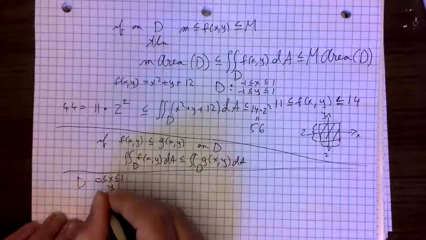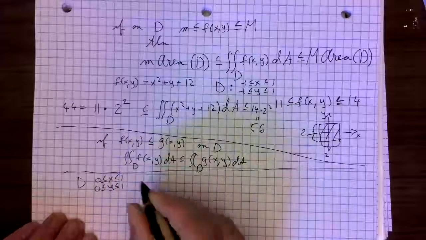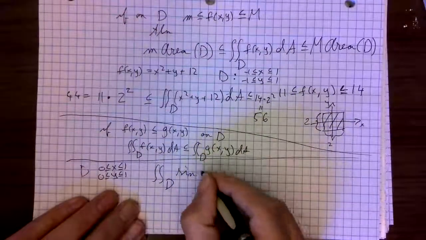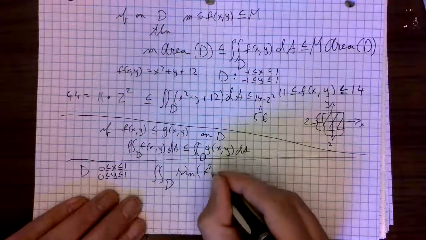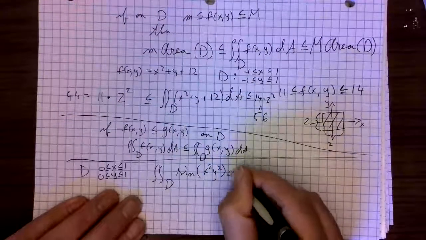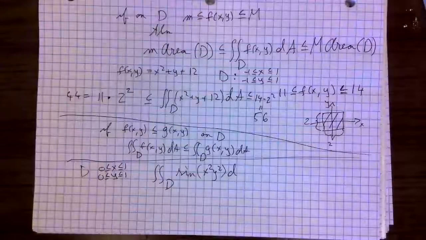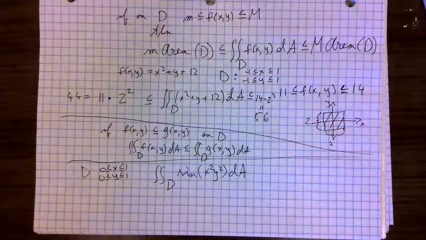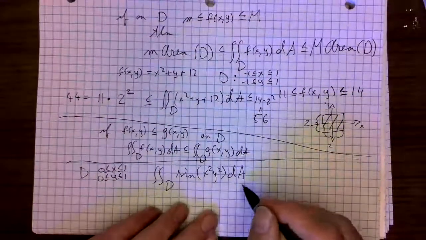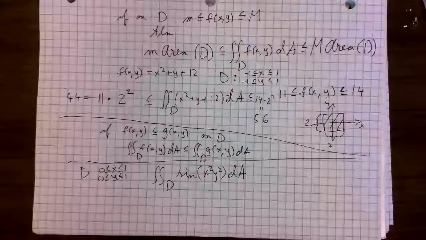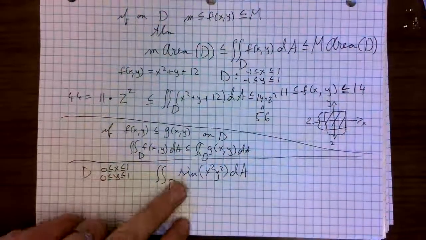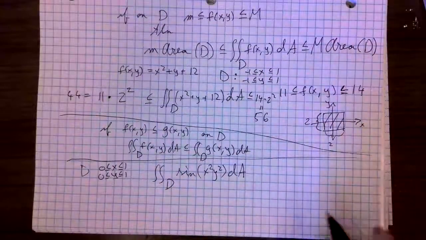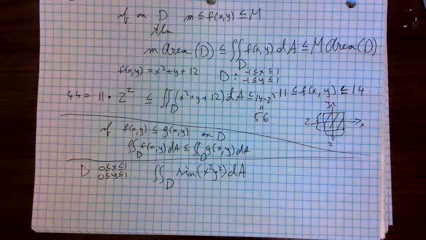Let's do an even simpler box, right? And let's try to integrate over D sine of x squared y squared. And maybe we don't care about the lower bound. Maybe we want to make sure it's not bigger than something, right? And this is going to be hard to integrate. I mean, there's no analytic way of integrating this over this region. But maybe we don't really care exactly what it is.